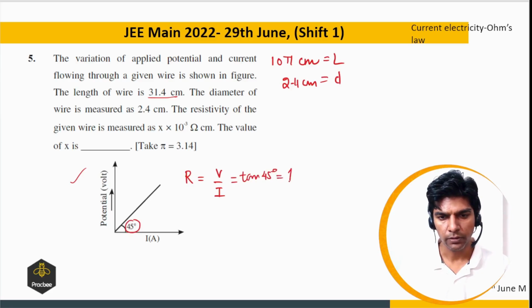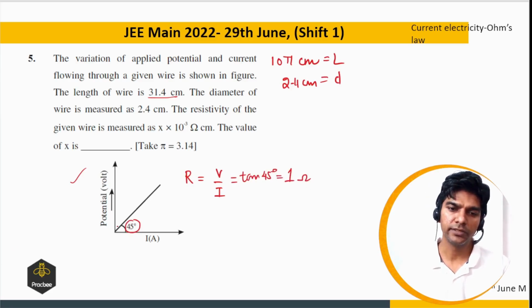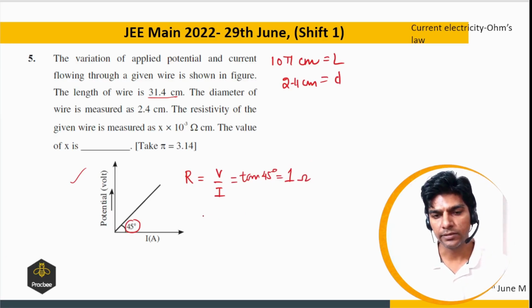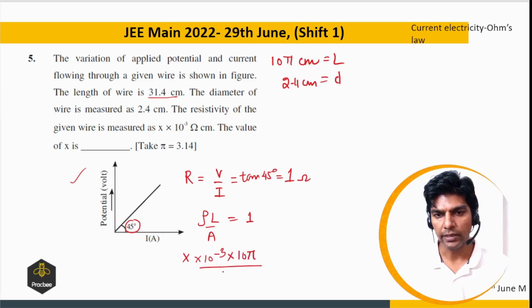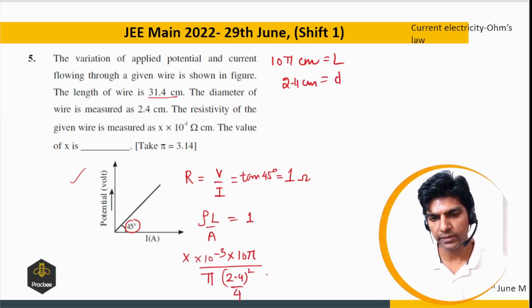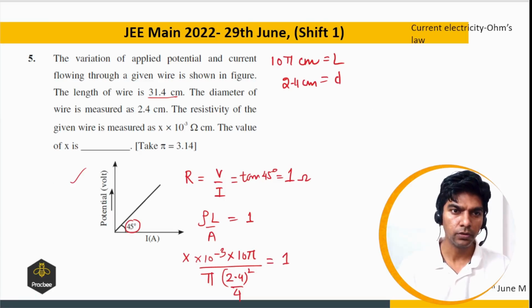And it comes out to be 1. So 1 ohm is the resistance. And resistance is given as resistivity times length upon area of cross section. So that is 1, and resistivity is given as x times 10 raised to the power minus 3, in ohm centimeter. Length is given as 10 pi centimeter, whereas area of cross section will be pi d square by 4, right? Pi d square by 4 is the area of cross section. So this comes out to be 1, and we have to find the value of x.